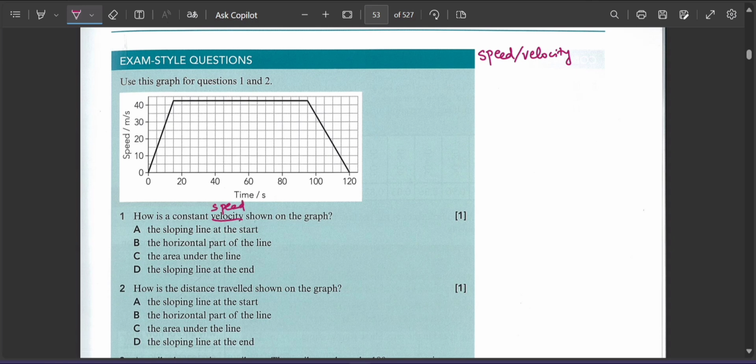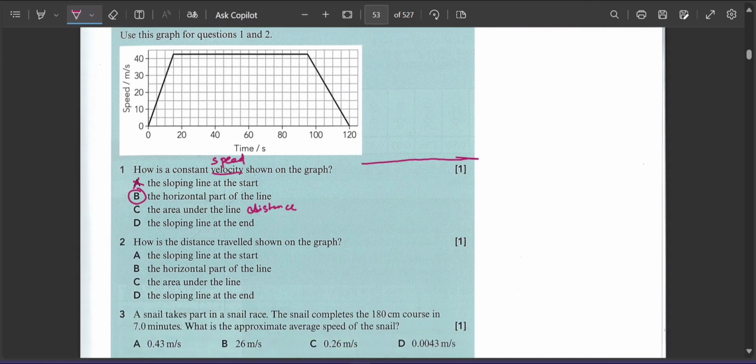We know that whenever something is constant, it's not changing. Not changing means that it is going to be horizontal. The sloping line at the start, no. The horizontal part of the line, yes. This part of the graph will be our answer. The area under the line is nothing but distance. The sloping line at the end also gives the variable or changeable speed on the graph.